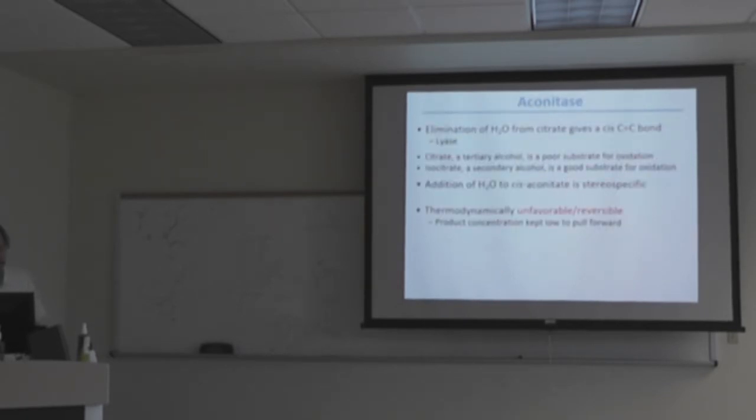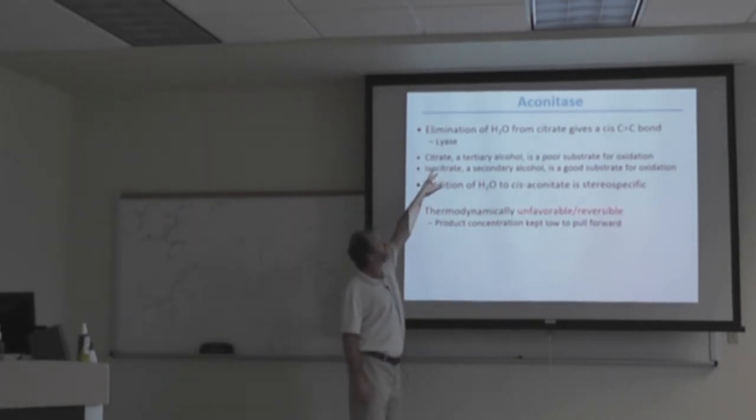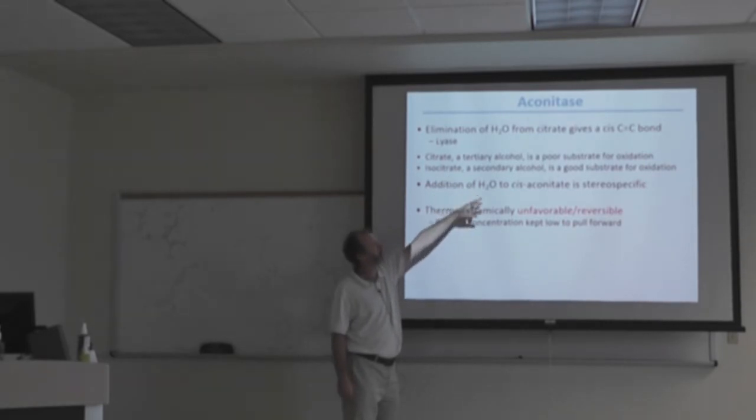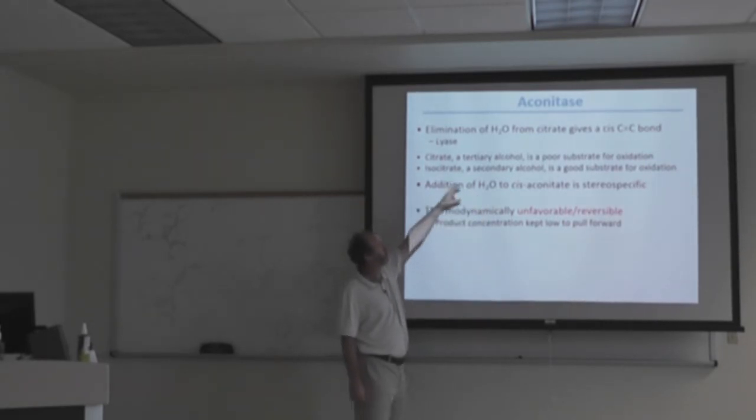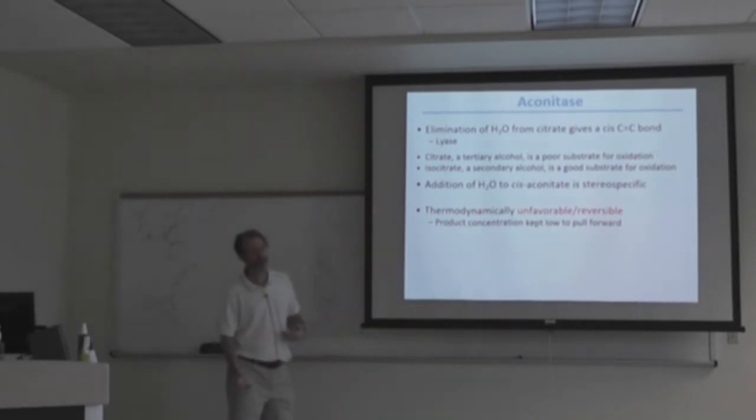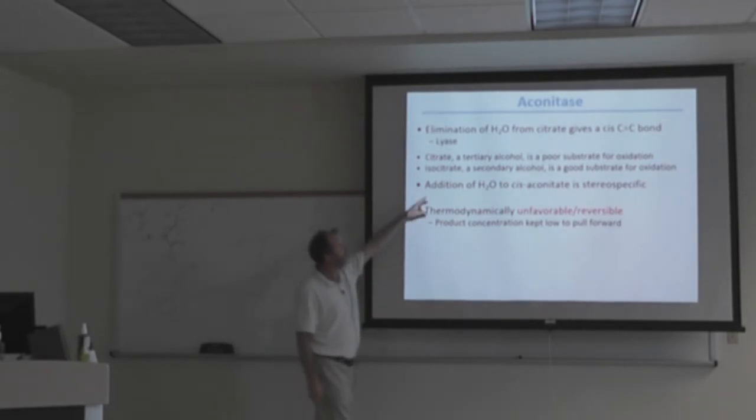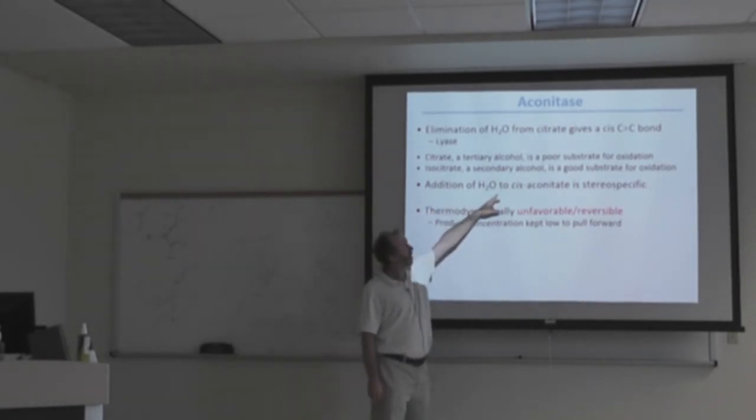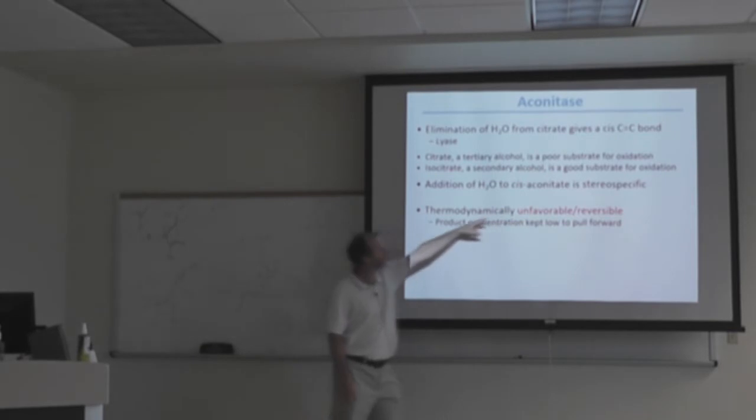So, elimination of water from citrate gives a cis-ene bond, which is a lyase reaction. Citrate is a tertiary alcohol, a poor substrate for oxidation. Isocitrate, being a secondary alcohol, is a good substrate for oxidation. You have that oxygen there. Additional water to cis-aconitate is stereospecific.